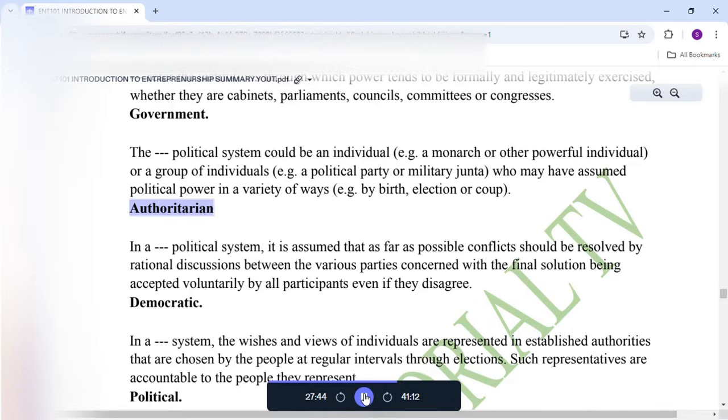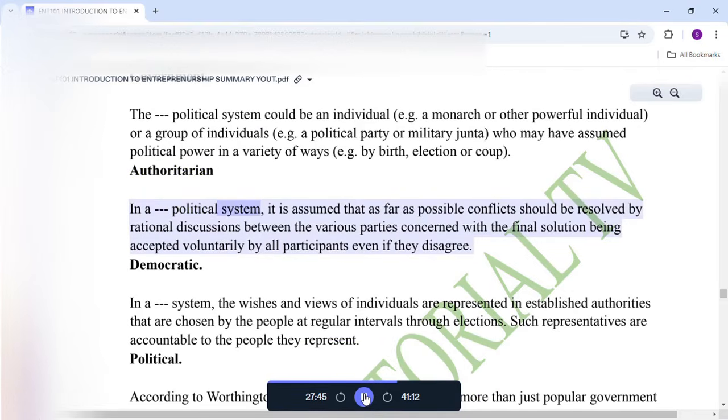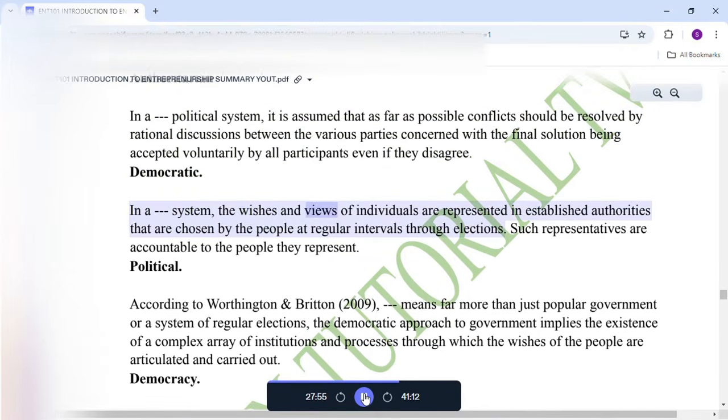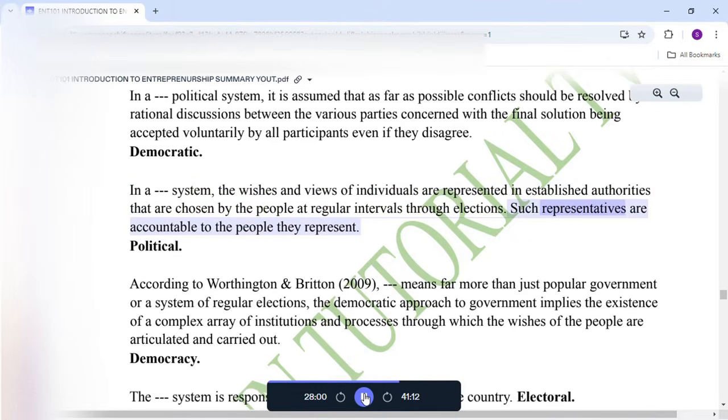In a democratic political system, it is assumed that as far as possible conflicts should be resolved by rational discussions between the various parties concerned, with the final solution being accepted voluntarily by all participants even if they disagree. In a democratic system, the wishes and views of individuals are represented in established authorities that are chosen by the people at regular intervals through elections. Such representatives are accountable to the people they represent.